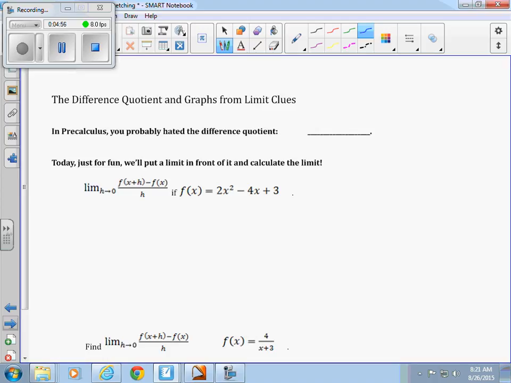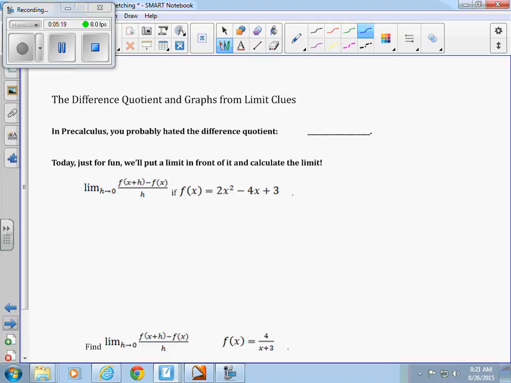So, I want to find the limit as h approaches 0 of f of x plus h minus f of x, all over h. You did this in pre-cal without the limit sitting in front. You do agree? But it's been a while, so I'm going to go through this really slow. If it bores you, you'll get it.